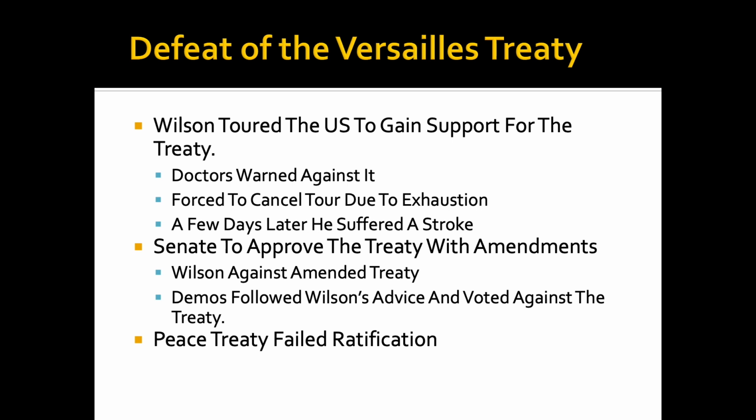The Senate agreed to finally pass the treaty with some changes, some amendments, but Wilson was against that. And many of the Democrats followed Wilson's lead and voted against the treaty. And so when the treaty came up for the final vote, it failed to meet the required numbers, and the United States never signed a peace treaty to end World War I.